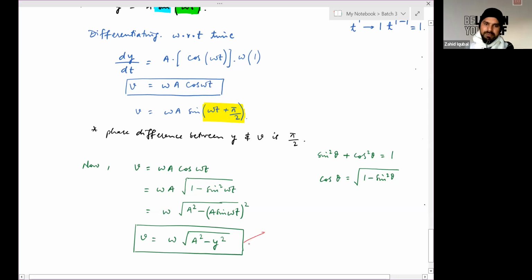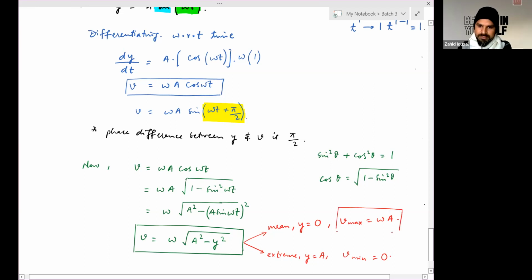So from this part, we may define two different terms. First, for mean position, where displacement will be minimum, if you put this y in this expression, you will get velocity maximum as omega times of a. At extreme position, y is maximum, so velocity will be minimum, that will be 0. So if you are asked to find maximum velocity, it means V max equals omega times A.